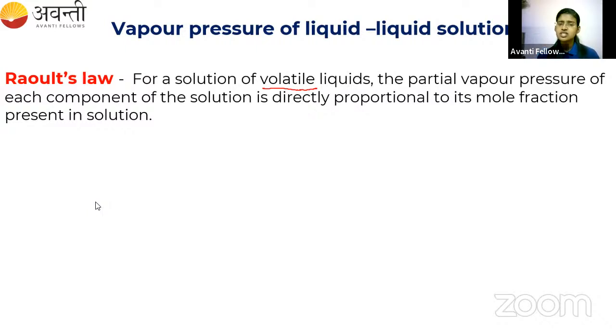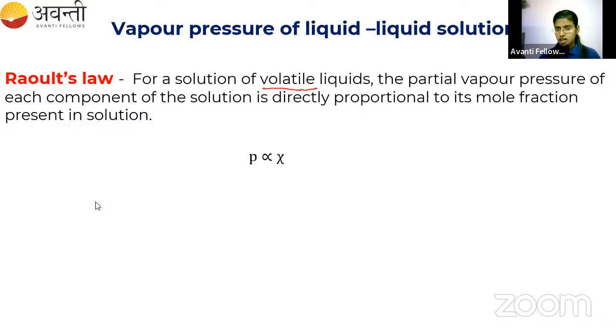Volatile means the one which is getting evaporated. Both of the liquids are volatile liquids. For a solution of volatile liquids, the partial vapor pressure of each component is directly proportional to its mole fraction. Again, P is directly proportional to X.